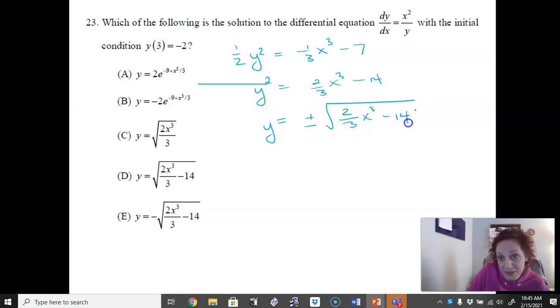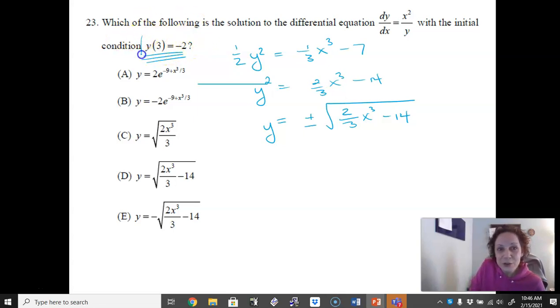Now, I'm saying that to you for a very specific reason. You may notice here, our answer, square root of 2/3 x cubed minus 14, is sitting right here, but so is the negative root. And this is a little bit dirty, because if you forget to do the plus or minus, you're going to choose D, and you're going to be wrong. Because look at the point they gave you. They said when you plug in a 3, what you should get out is a -2.